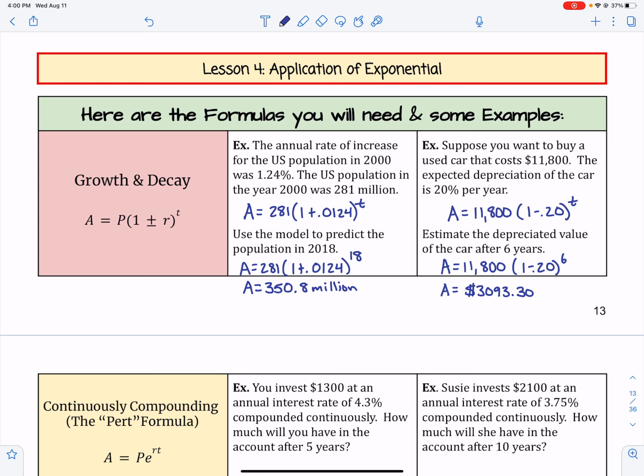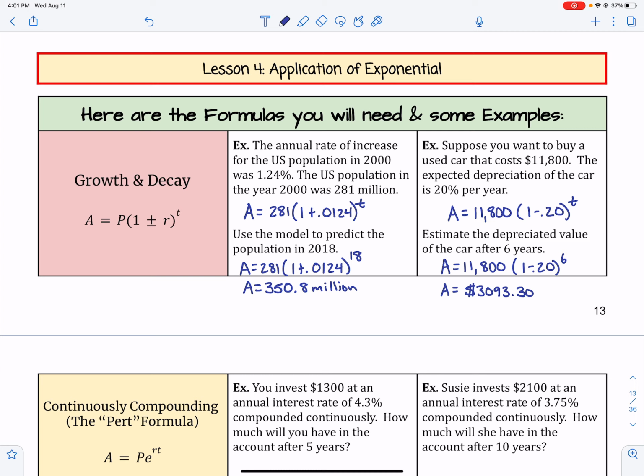In this video, let's talk about the application of exponential functions. So here are the formulas you need and some examples. In these first two examples, it's talking about growth and decay, which we have already had a whole extra lesson on. And so I've already set these up so you can just see some more good examples.